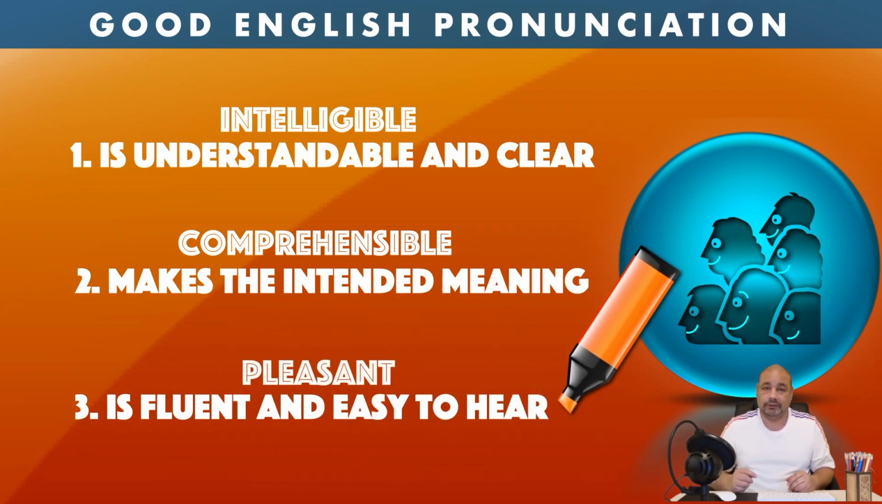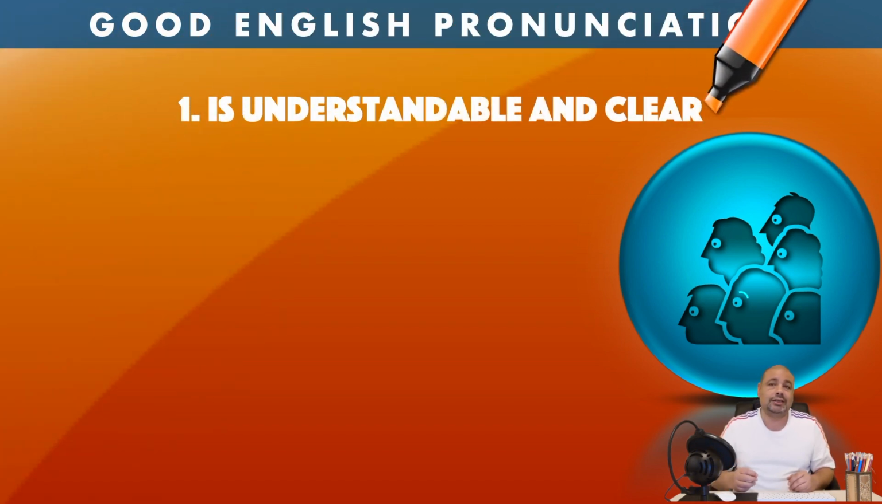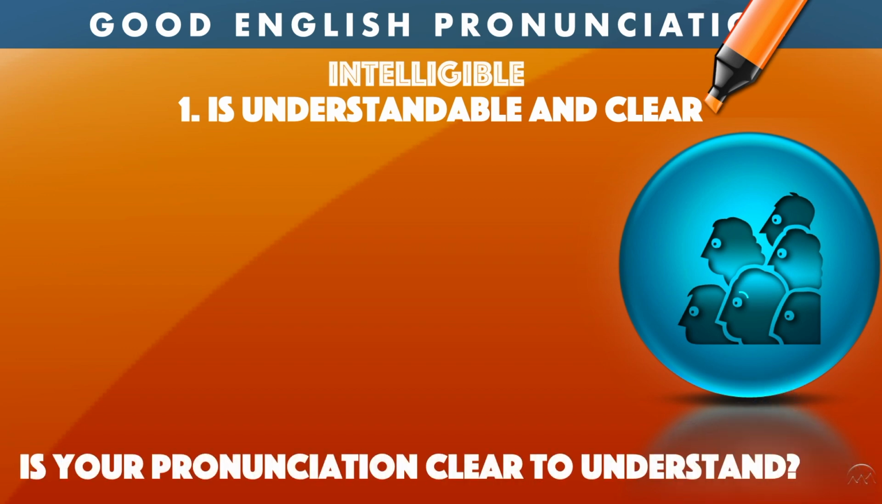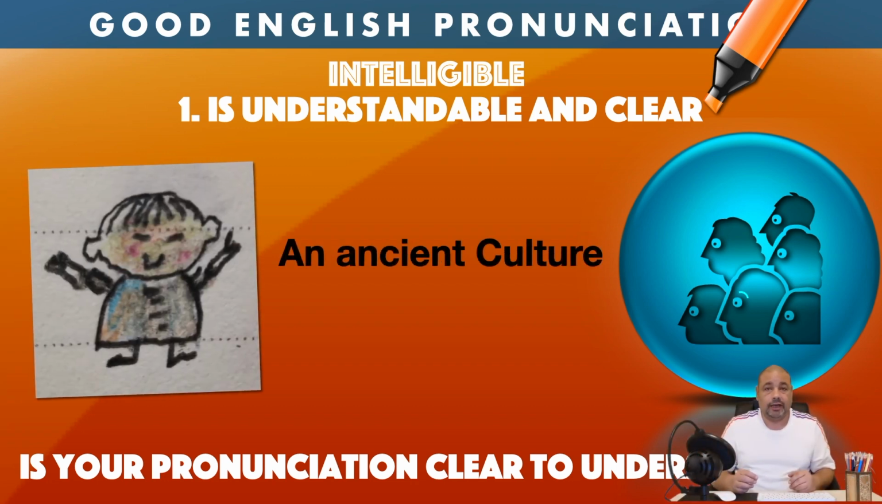It is pleasant. Number one, a good pronunciation is understandable and clear. This is intelligible. Here you have to ask yourself, is your pronunciation clear enough to be understood by other people? Let's see an example. If you say this phrase as an ancient culture, well, most people will have problems understanding what you are saying, since the correct pronunciation of this phrase is an ancient culture. An ancient culture.